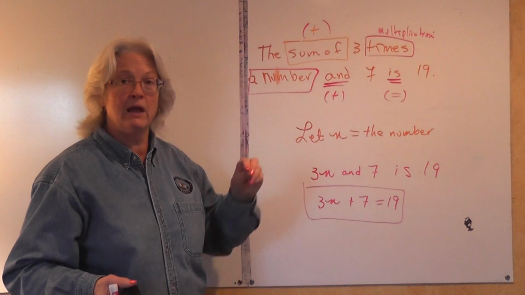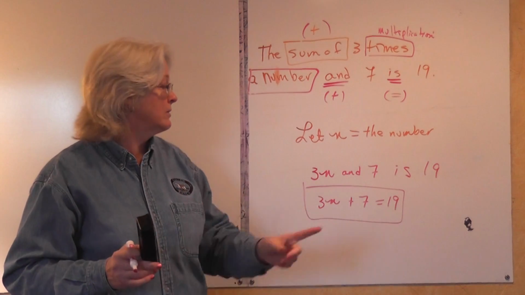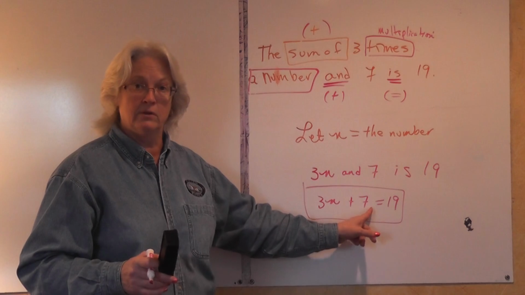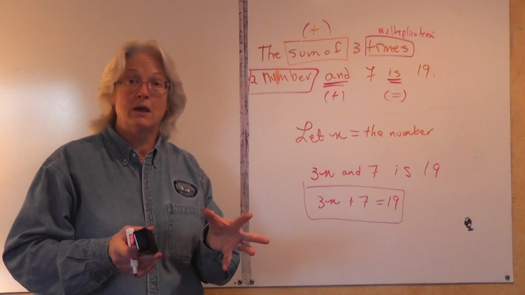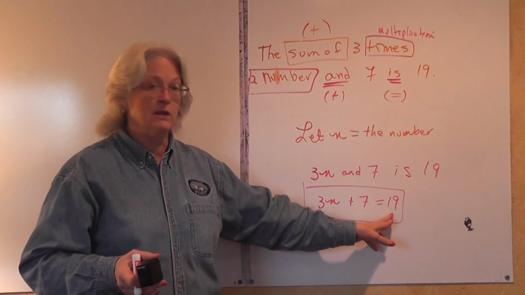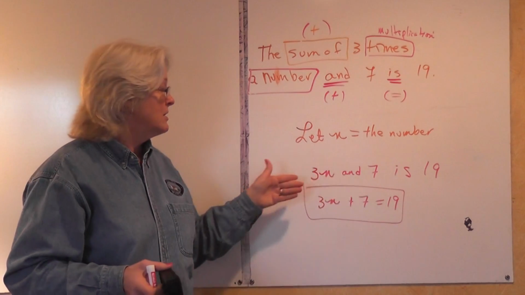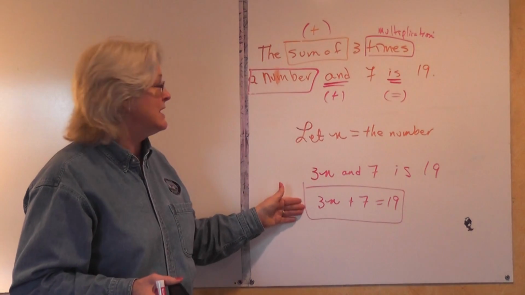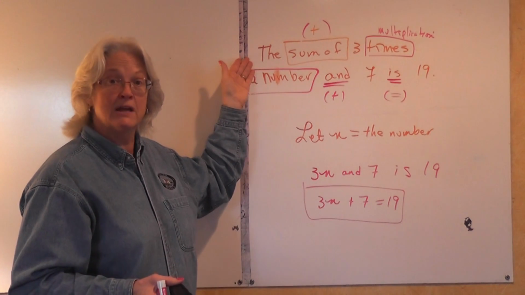What sum do we have? What are we combining together? We're combining together 3 times the number and 7. When we add those together, what value do we arrive at? We say that that's equal to 19. So this is the algebraic translation of this English sentence up here.